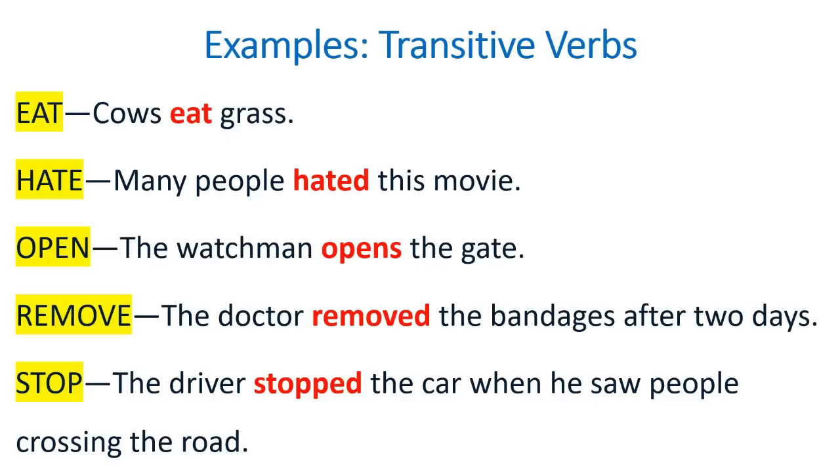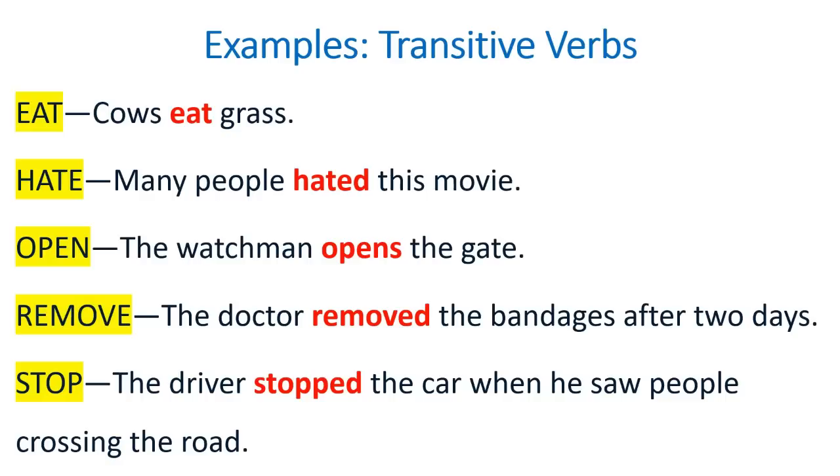Open. The watchman opens the gate. Now watchman is the subject, gate the object, opens the transitive verb. Remove. The doctor removed the bandages after 2 days. After 2 days is not necessary. The direct object here is bandages, and removed is a transitive verb because the doctor removed what? The question remains. The sentence is incomplete.